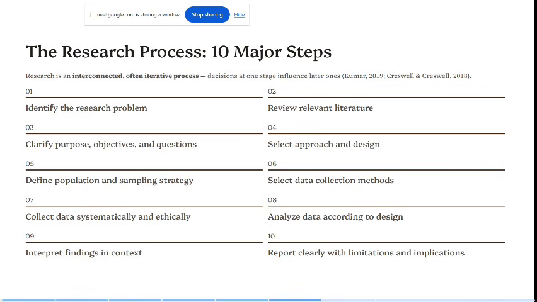After that, you will go through defining populations and sampling strategy. Then in step 6, you will go through selecting data collection methods. Then you will determine how to collect the data systematically and ethically. After that, you will analyze the data according to the design you have chosen before. Then you will interpret all the findings after analyzing the data, and you will report all this information clearly with limitations and implications. So these are the points and the major steps in each research project we need to consider.